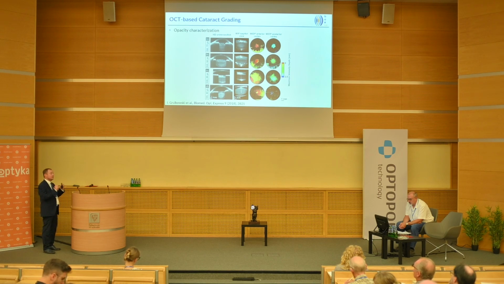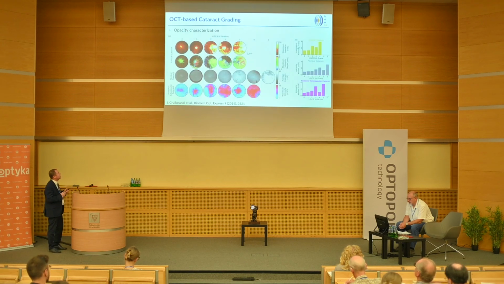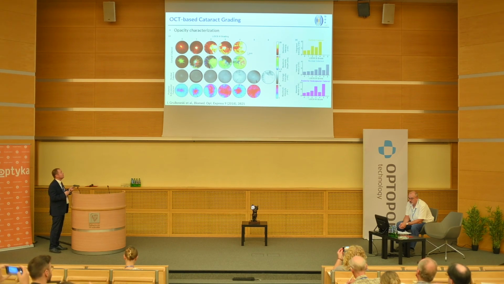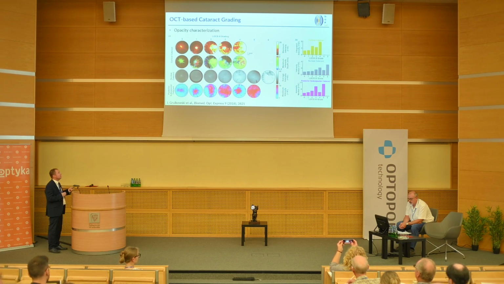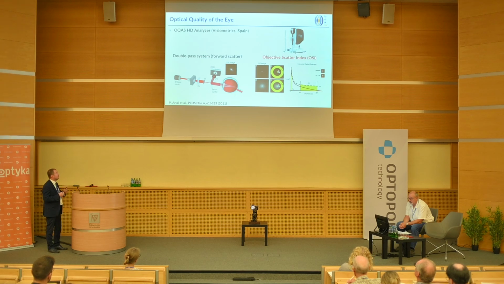opacifications precisely. We can locate them in the space. We can make some specific post-processing of the data and generate some maps of opacifications from the cortex, from the nucleus, because we have access to the 3D data. We can also do some opacity characterization as well as the cataract grading, and you can see that the signal generally increases with the grade of the cataract. But this was our first study.